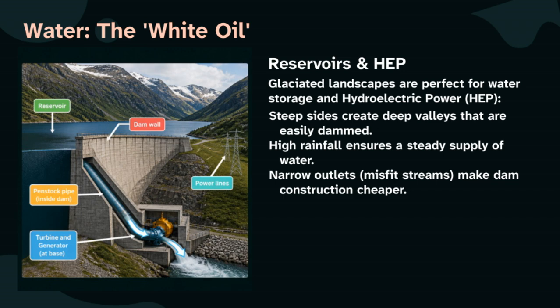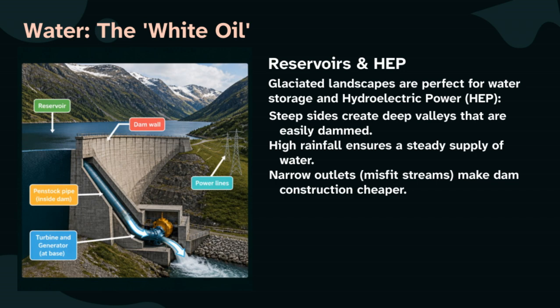Second, upland glaciated areas often receive high rainfall. This provides a steady supply of water to fill reservoirs. Third, many glacial troughs have narrow outlets. This can make dam construction cheaper and more efficient. Reservoirs provide drinking water for cities, water for farming and industry, and sometimes recreation.